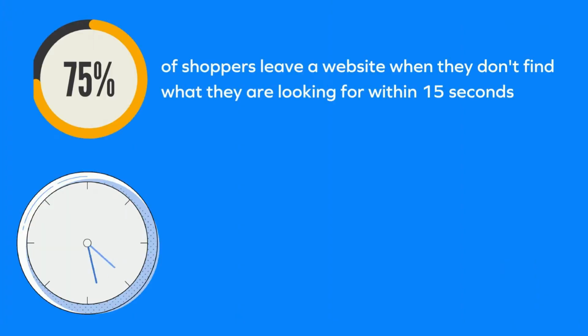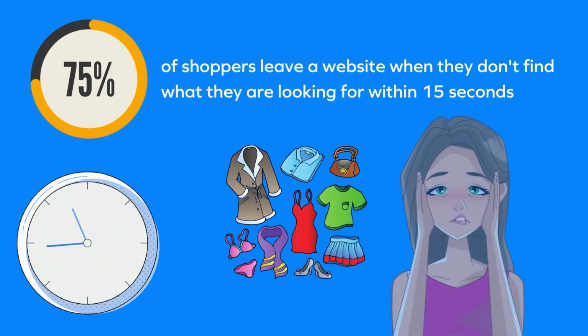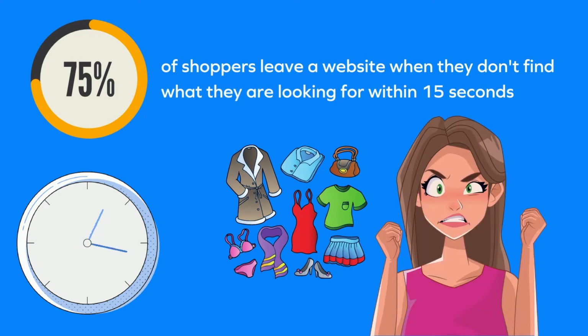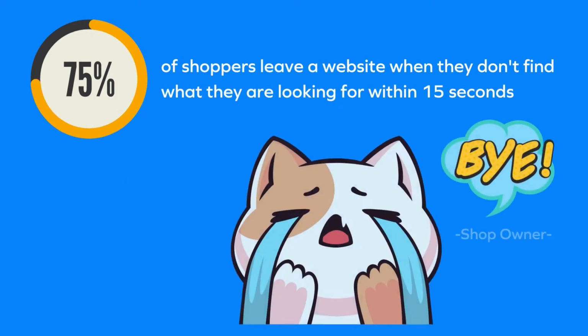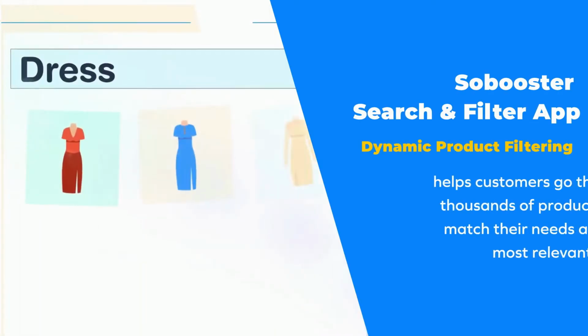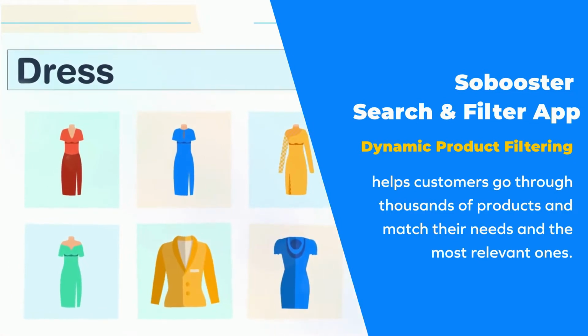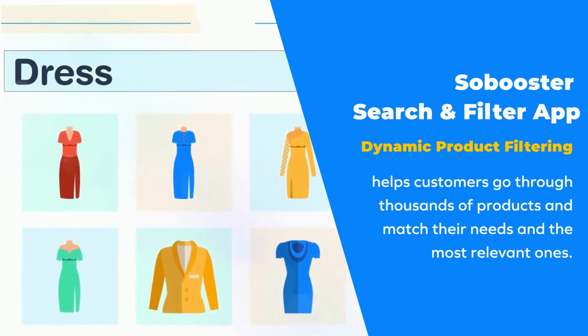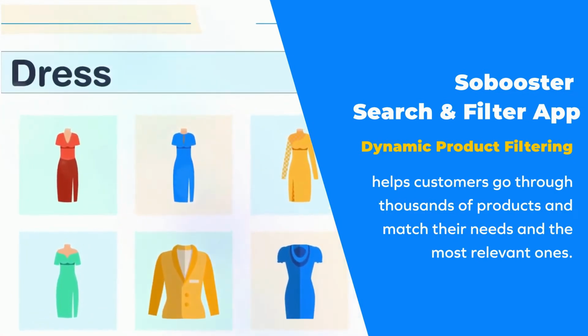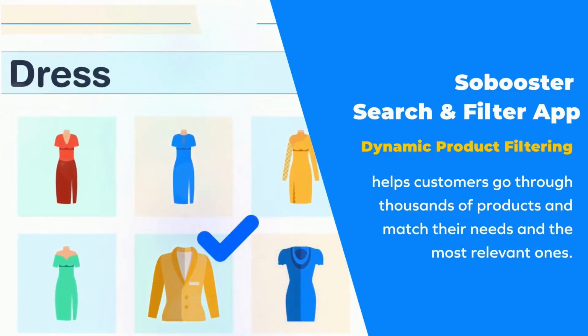Up to 75% of shoppers leave a website when they don't find what they are looking for within 15 seconds. Looking at this, you recognize that speeding up product discovery is important. Our SoBooster Search and Filter app provides dynamic product filtering for the collections and search result pages, which helps customers go through thousands of products and match their needs and the most relevant ones.